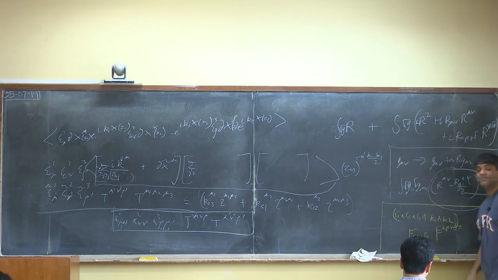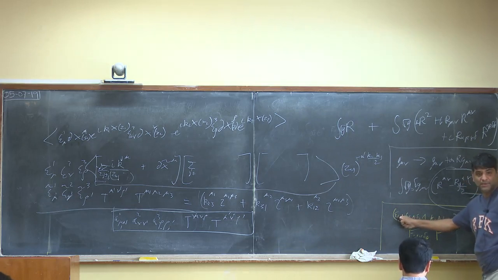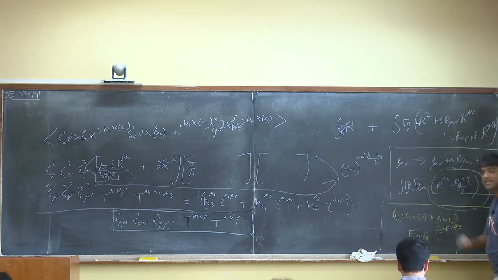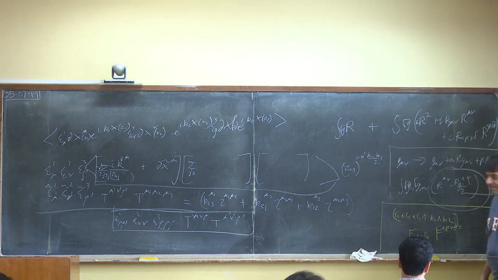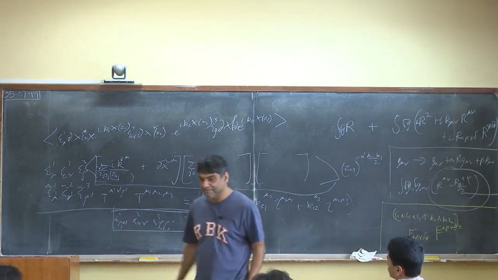Now, is it gauge invariant? Yes, it is. Because if zeta 1 goes to zeta 1 plus k1, I have a k1 which gives 0. What about zeta 3 goes to zeta 3 plus k3? K3 is minus of k1 plus k2. So once again, you get 0.